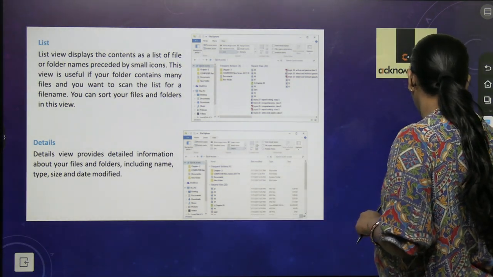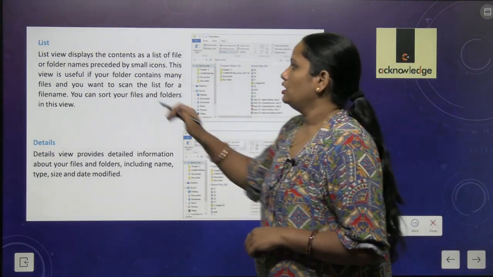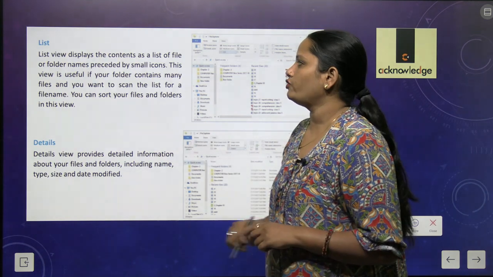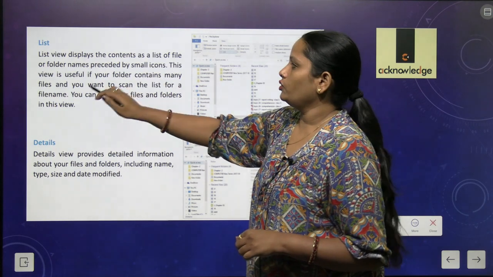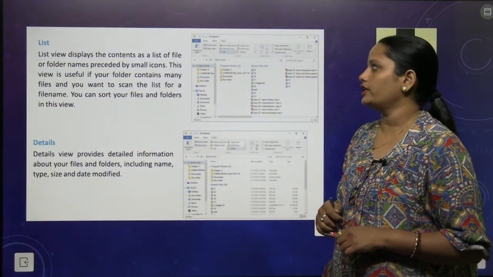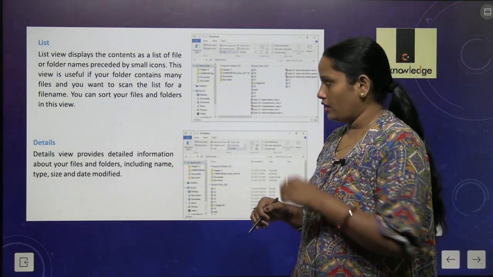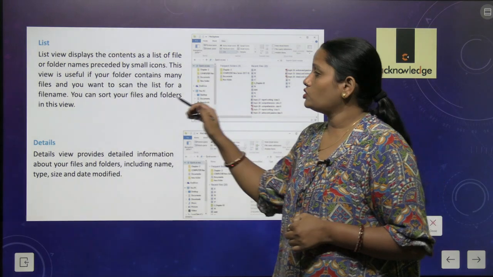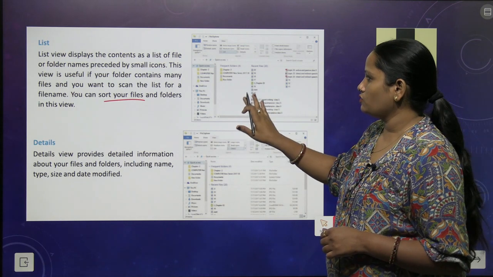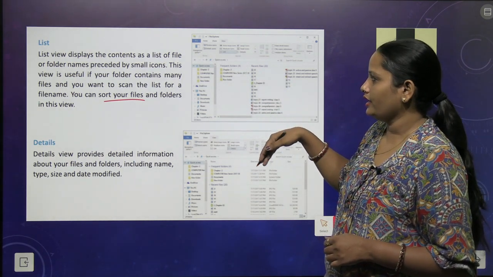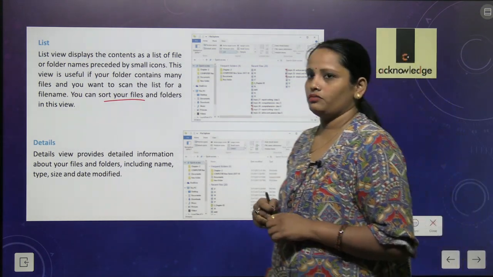How we can view our document in the list view. How will it look? List view displays the content as a list of file or folder names preceded by small icons. This view is useful if your folder contains many files and you want to scan the list by file name. You can sort your files or folders in this view. So by this view what will happen? A list will be displayed and we can select whatever things we want from here.